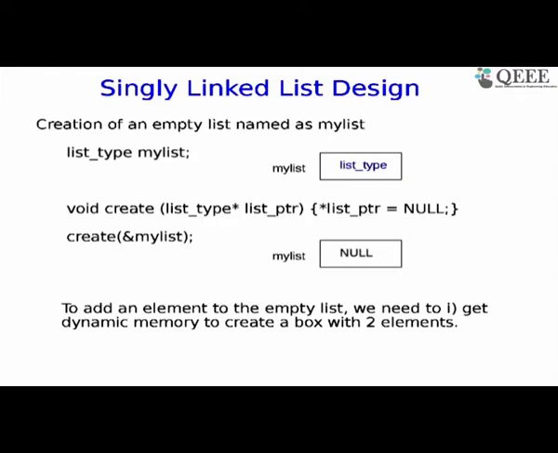So I've decided the signature of void create, and I know that by create in my main program, if I write list type my list, the first one, define void create as a function somewhere, then create and my list will create an empty list. So I leave it to you here.